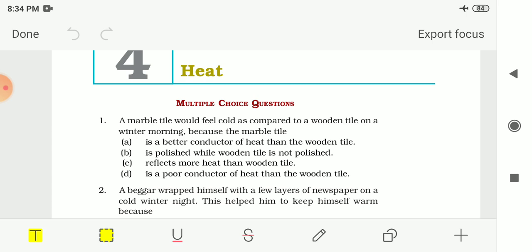Then after we had seen poor conductors, or you can say insulators of the heat. So the materials which do not allow heat to pass through them easily are called poor conductors of heat, or you can say insulators. Like wood, plastic, ebonite, leather, wool, glass, rubber, etc. are the poor conductors of heat.